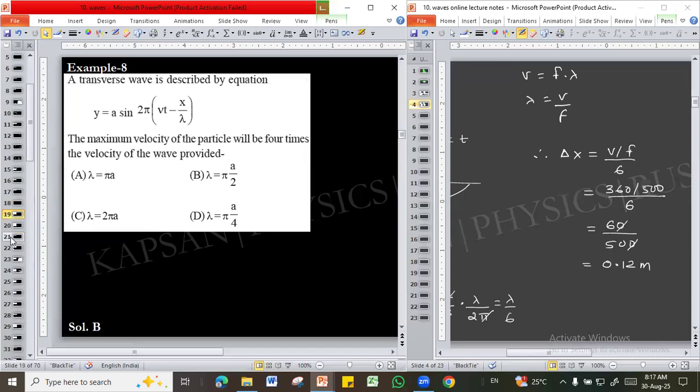Solve this. This symbol is nu, used for frequency. Let me check who can solve example 8.